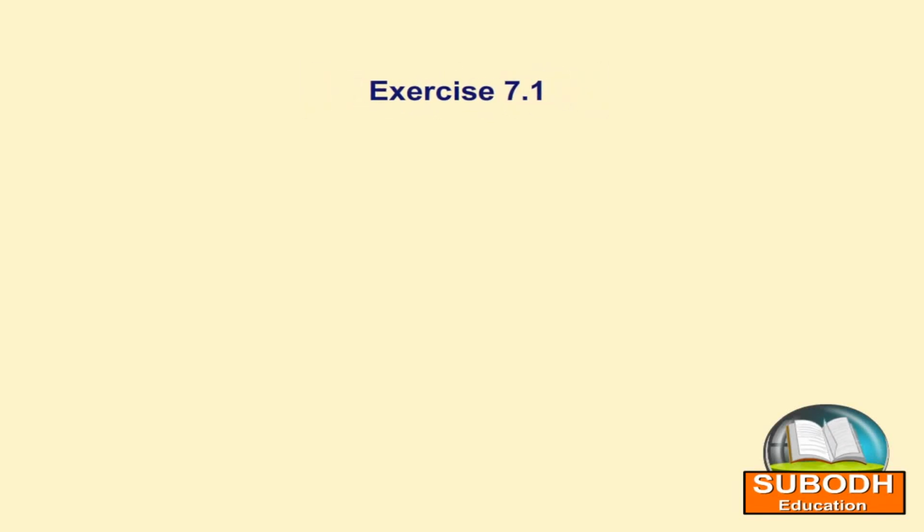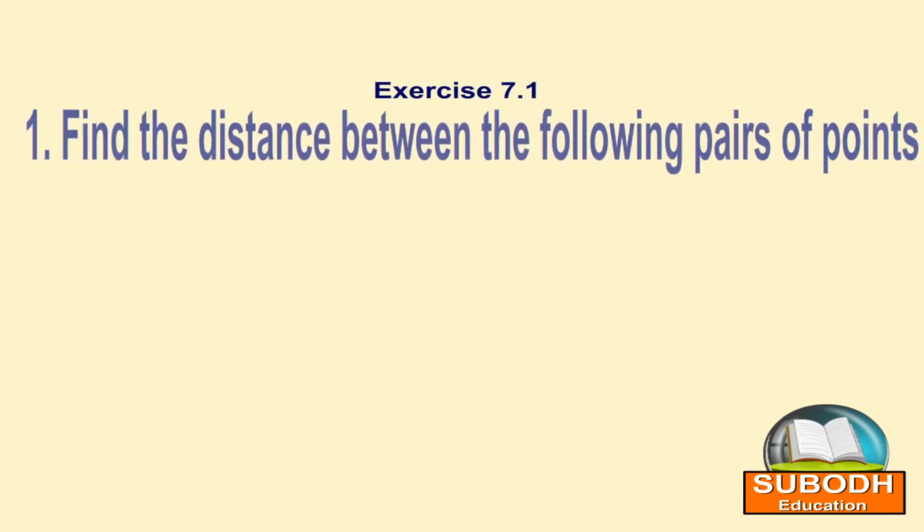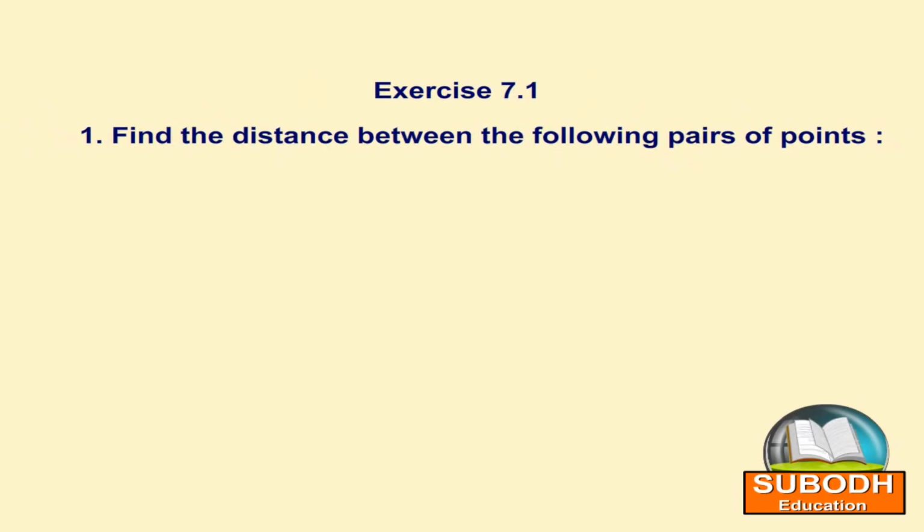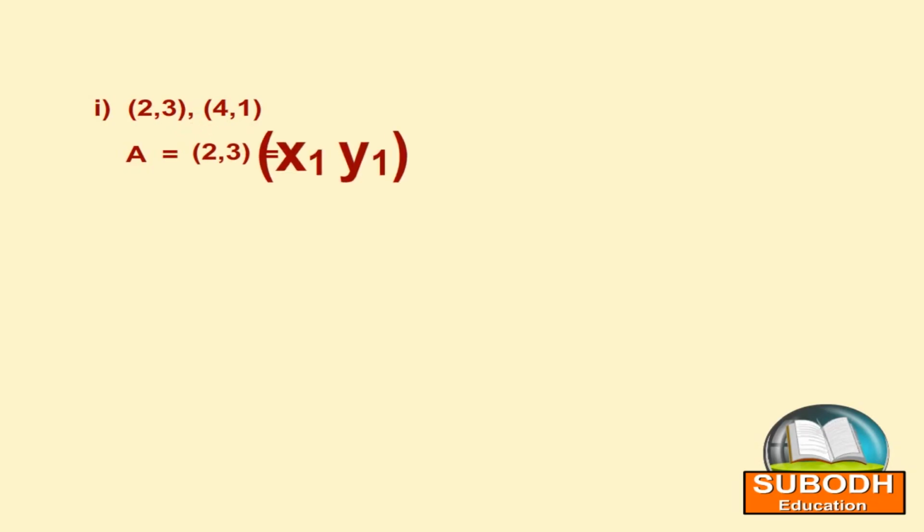Exercise 7.1. Question first. Find the distance between the following pair of points. First example: (2, 3) and (4, 1). Let A = (2, 3) = (x1, y1). B = (4, 1) = (x2, y2).